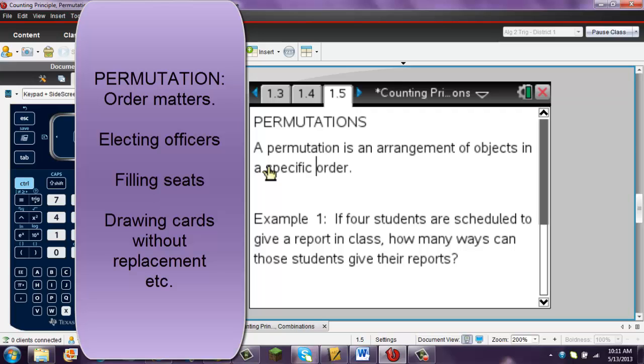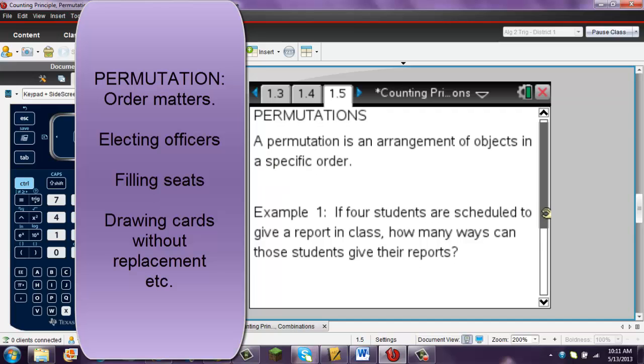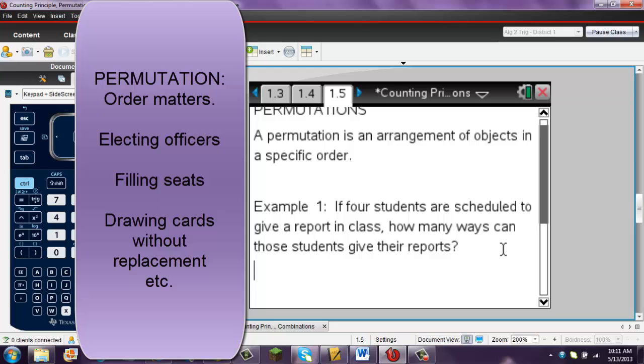So for example, if 4 students are scheduled to give a report in class, how many ways can those students give the reports? Well, in the beginning there are 4 people to choose from, but once 1 person's gone, you're down to 3, then you're down to 2, and then you're down to 1.